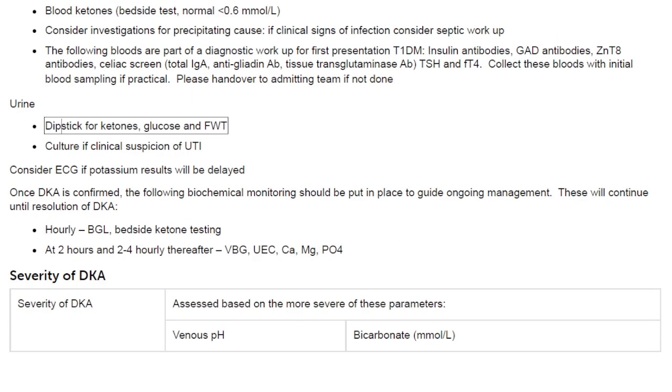Urine. Dipstick for ketones, glucose, and FWT. Culture if clinical suspicion of UTI. Consider ECG if potassium results will be delayed.